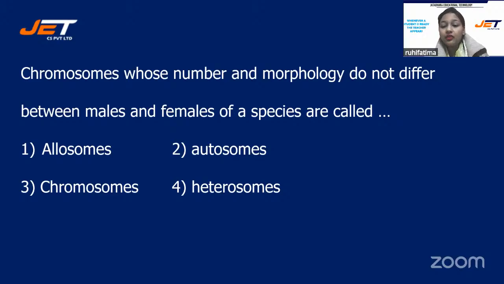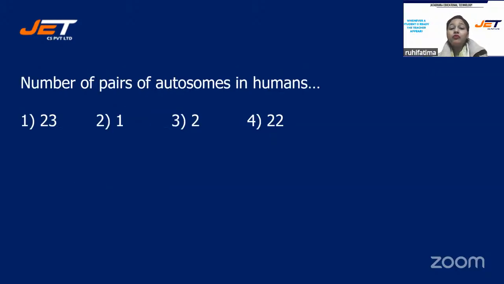Revealing the correct answer for this question, that is option number 2, autosomes. Those who have selected 2, you all are correct, students. Moving ahead. Number of pairs of autosomes in humans.